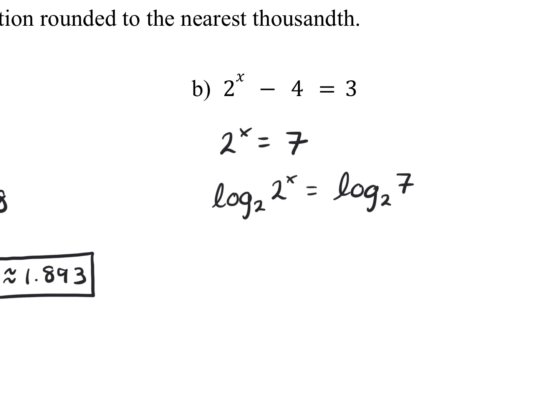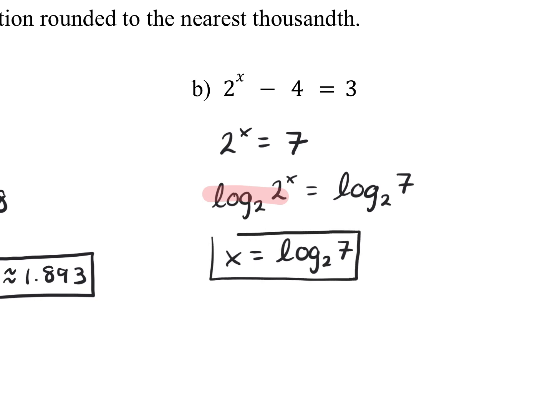So why would I pick log base 2? Well, here we have this inverse property of logarithms, where if the base of the logarithm and the base of the exponential term match, they essentially cancel each other out, and all you have left is just x. So we have x equals log base 2 of 7. So this would be an exact answer.